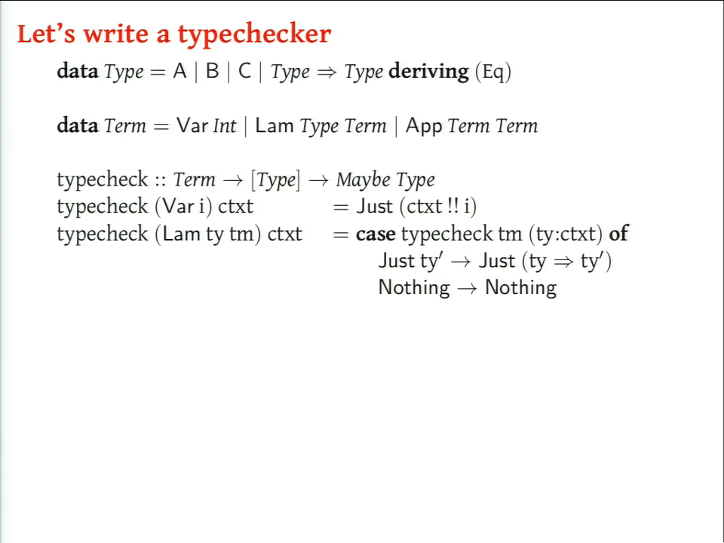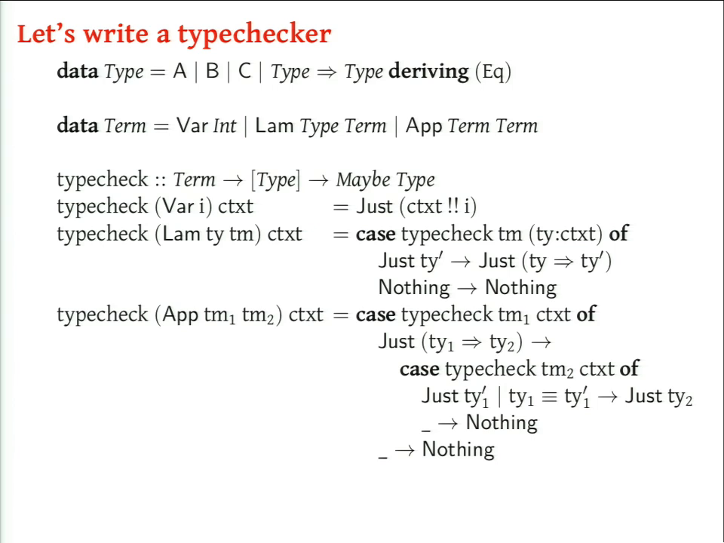We type check lambdas by extending the context with the type of the bound variable, and then we type check the term. If it gives us back a type, then we create the function type. If it gives us back nothing because the body failed to type check, then we return nothing. And application is a little bit more complicated. We type check the function position part, we type check the argument position part, and we check that the types all match up, and if they do, we return the result type, otherwise we return nothing.